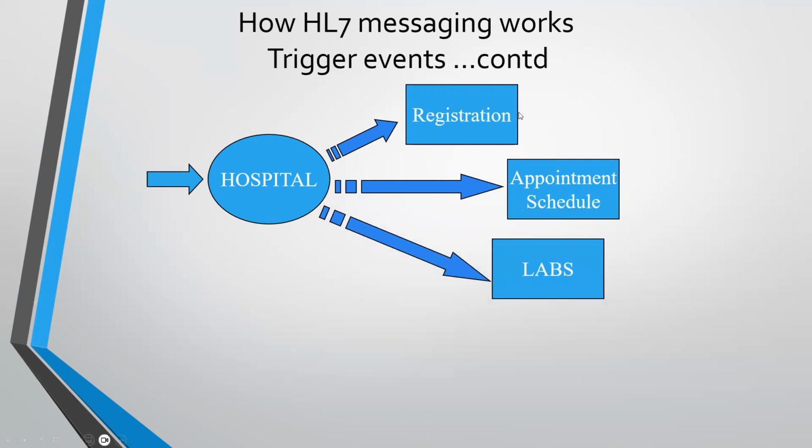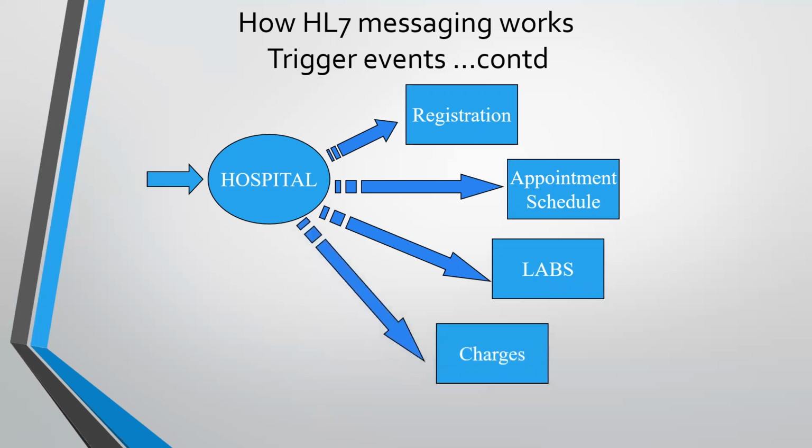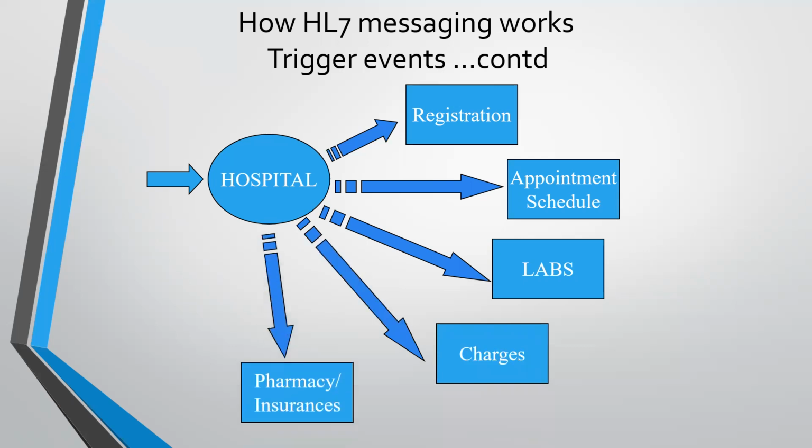So first the patient gets registered and has his appointment scheduled. And then after that, there will be labs that the doctor may place. And then after that, you will see that we have charges. Charges are nothing but the amount or the payment that the patient has to pay that will be generated. And then you will have pharmacy and insurance related events that will be happening within the hospital.